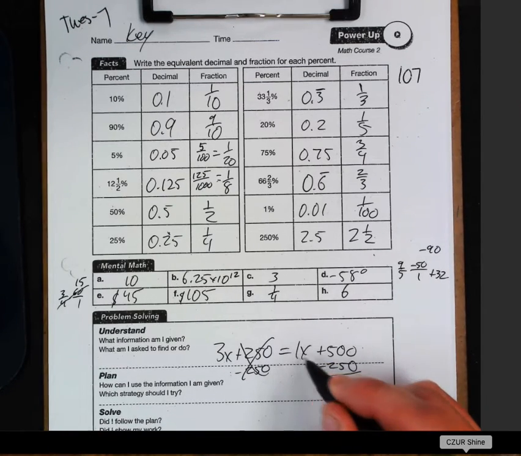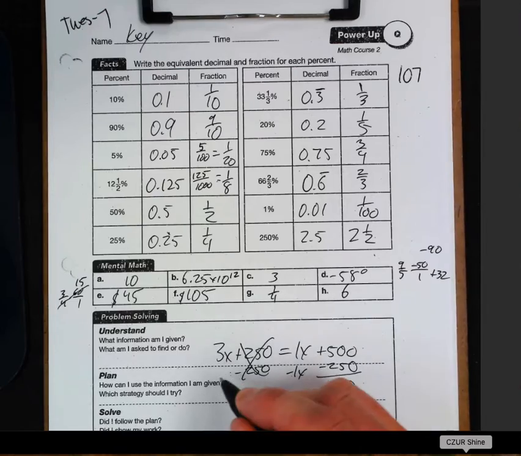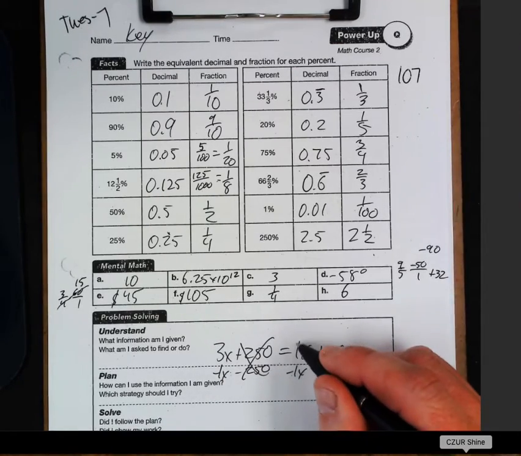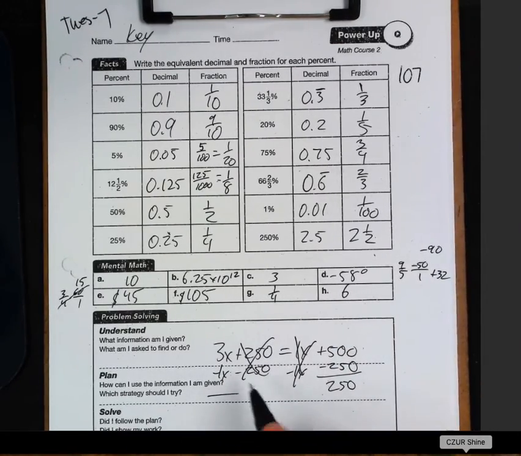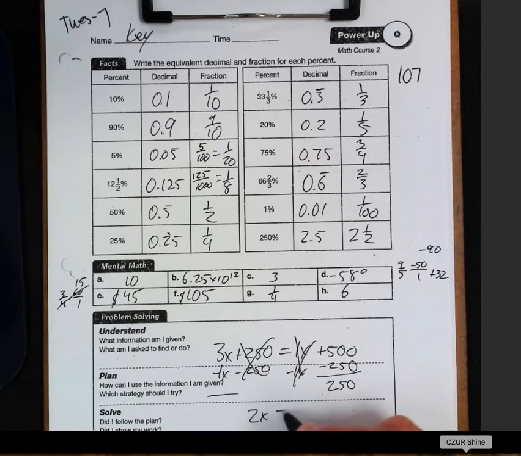So I'm going to get rid of 1x by subtracting 1x. Do it on the left. Do it on the right. I'm sorry, do it on the right. You're supposed to do it on the left. 3x minus 1x is 2x equals 250.